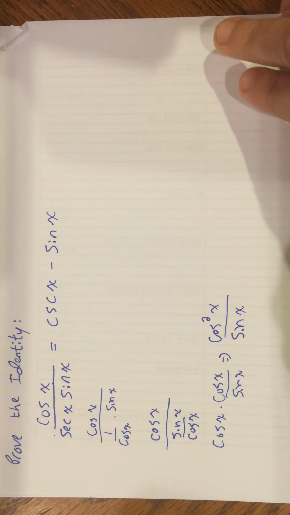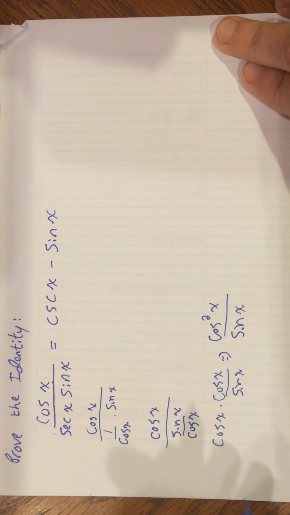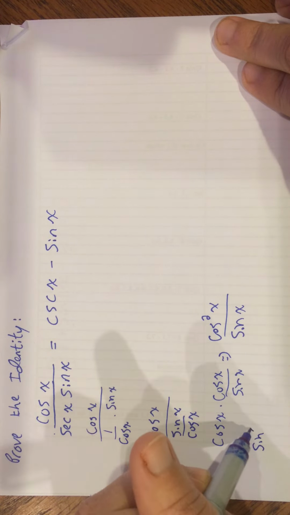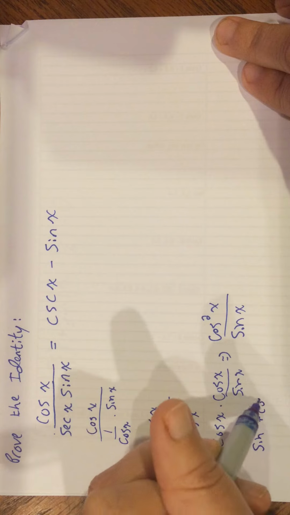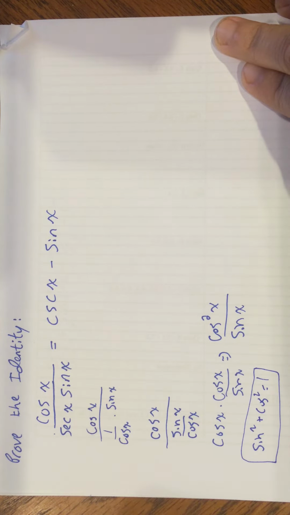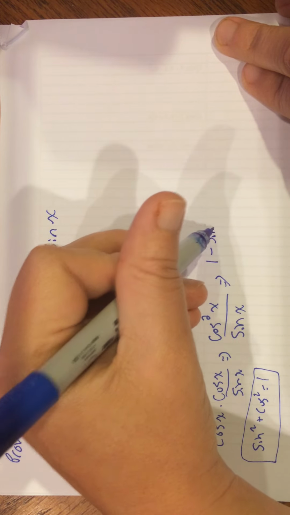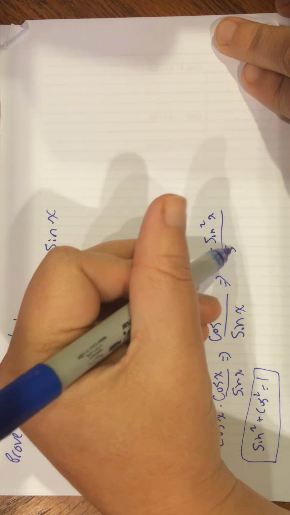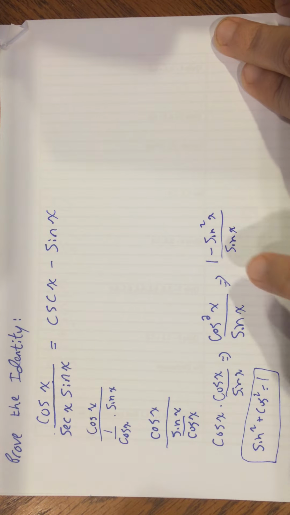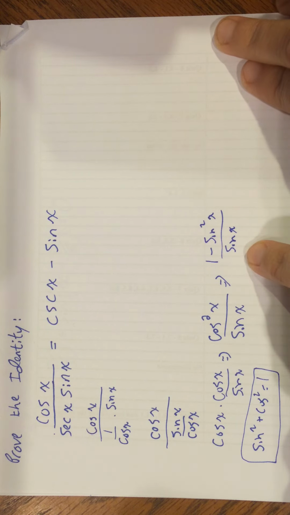Okay, so again, hopefully I remember my Pythagorean identities. The Pythagorean identity, and I'll write it right here just so we have it: sine squared plus cos squared equals 1. This is true for any angle I put in. So if I solve this for cos squared, I would move over my sine squared, and I would get cos squared to be 1 minus sine squared. So I could sub that in for cos squared, still over sine of x.